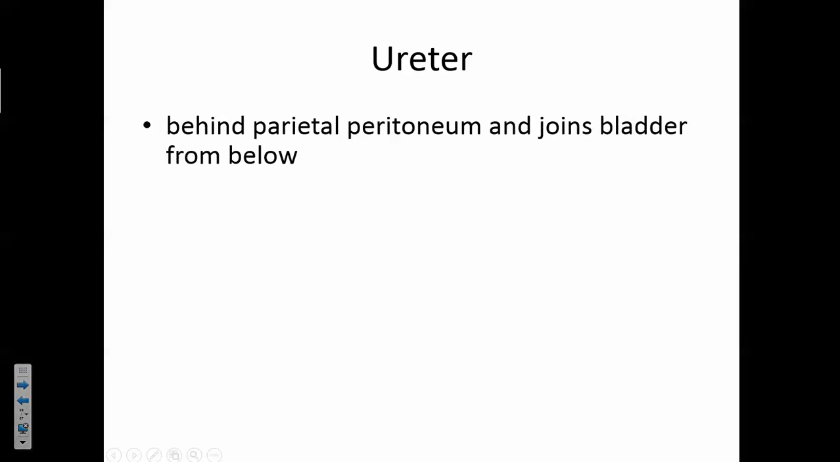Nothing really happens there. Peristalsis occurs to move the urine through the ureter. But it also is positioned retroperitoneally. What does that mean? Retroperitoneal: behind the parietal peritoneum. And then it connects to the bladder. But it's interesting, it doesn't join to the top of the bladder. It kind of comes behind the bladder and joins from the underside. We'll see that on a picture in a minute.